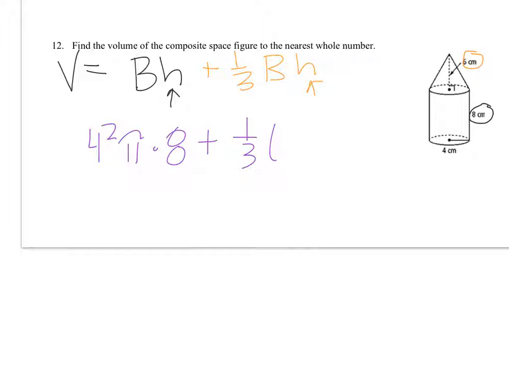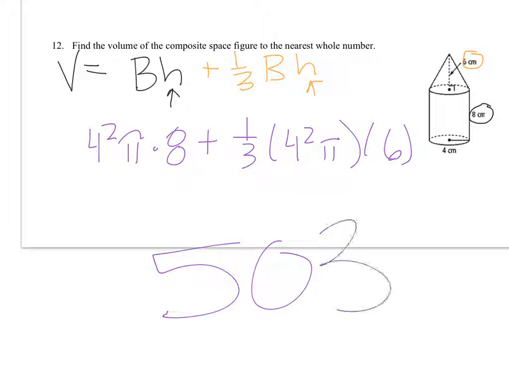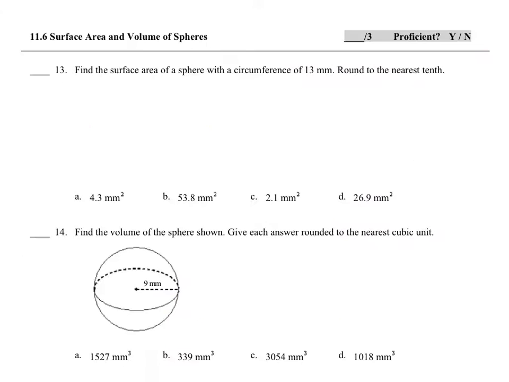My base here is still 4 squared pi, but this height of the cone is 6. It's rounded to the nearest whole number, so my nearest whole number would be 503 centimeters cubed.